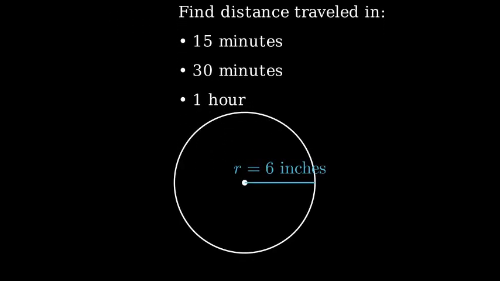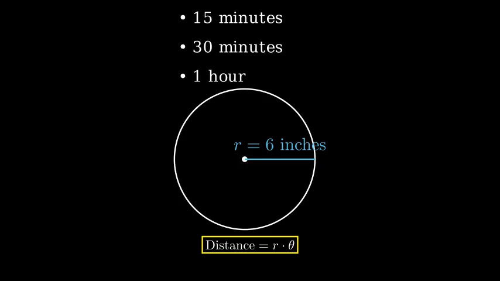The minute hand moves in a circle with its tip tracing out a circular path. The radius of this circle is 6 inches, the length of the minute hand. To find the distance traveled by the tip, we need to calculate the arc length of the portion of the circle it traces. The formula for arc length is distance equals radius times angle in radians.